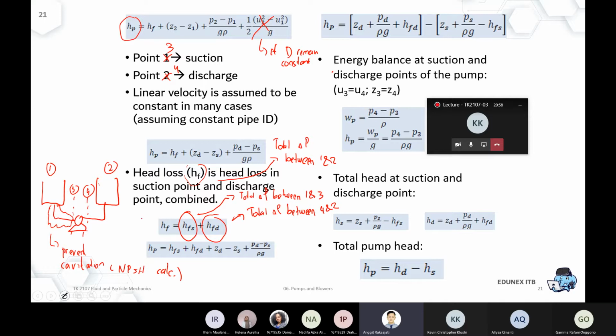Okay, so if we break it down, the HF now becomes HFS and HF discharge. So now combining into the previous formula at the top of this slide, now we get the HFS, HFD, Z discharge, ZS, and delta P in the pump. Okay, so that's the pump.